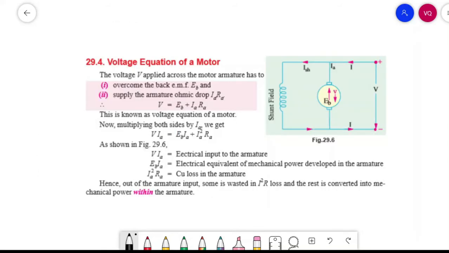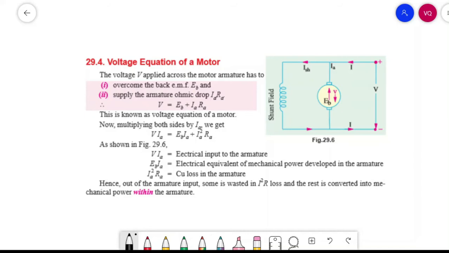The voltage V, or the terminal voltage applied across the motor armature, has to overcome the back EMF, Eb. So our applied voltage must be greater than the back EMF of the motor. Number two, it must supply the armature ohmic drop IaRa. So our terminal voltage is equal to the sum of the back EMF plus the drop in the armature, which is IaRa. This is known as the voltage equation of the motor.